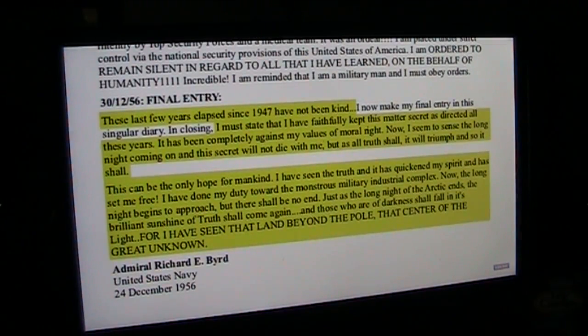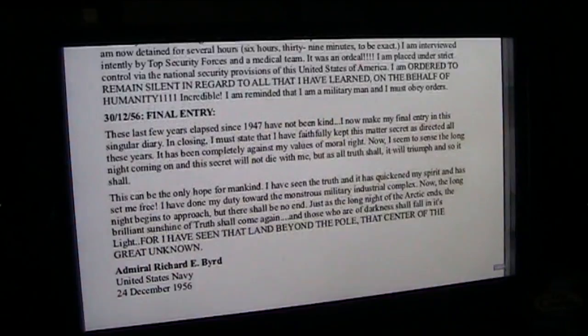I've seen the truth, and it has quickened my spirit, and has set me free. I've done my duty towards the monstrous military-industrial complex. Now, the long night begins to approach, but there shall be no end. Just as the long night of the Arctic ends, the brilliant sunshine of truth shall come again, and those who are of darkness shall fall in its light. For I have seen that land beyond the pole, that center of the great unknown."